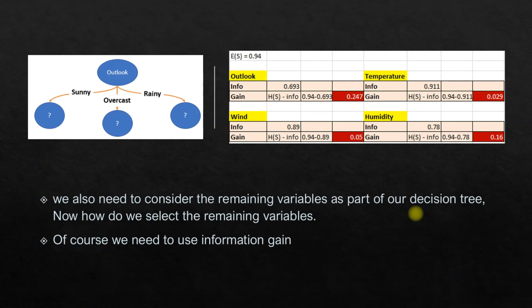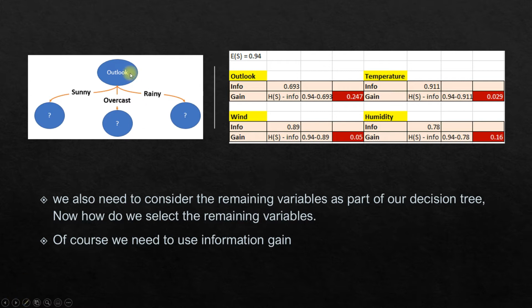Hello everyone. In our previous video we saw how to find the root node with the help of entropy and information gain. In this video we'll try to find the child nodes, to finish our decision tree. So let's get started.